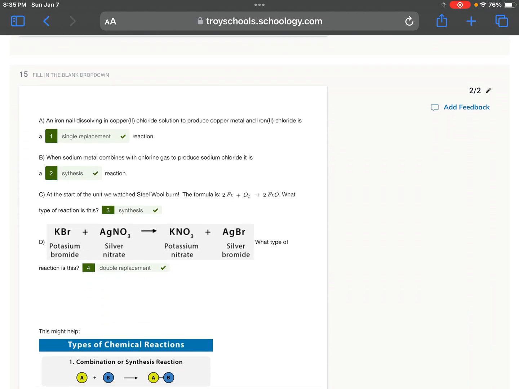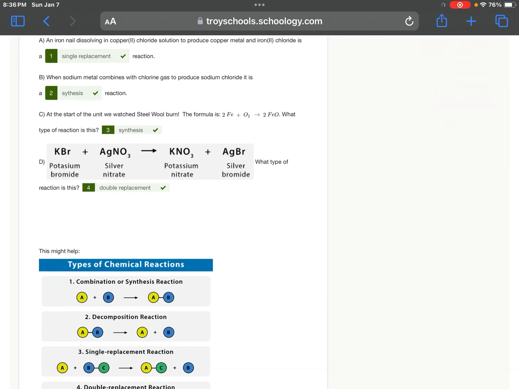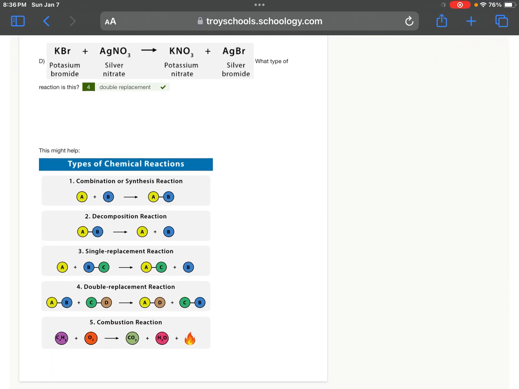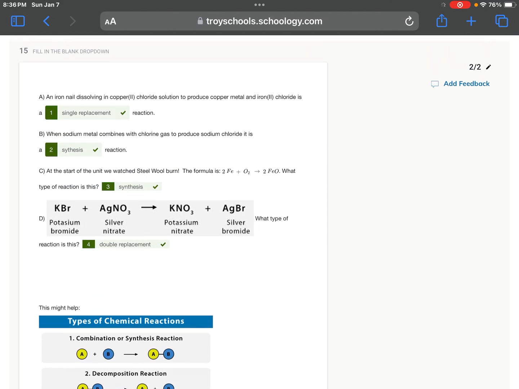15 is just identifying different types of chemical reactions, looking at patterns. We even gave you this helpful chart down here. So the iron nail dissolving, we identified that as a single replacement reaction. So the copper was booted out of the copper 2 chloride, and that left some iron 2 chloride being produced.